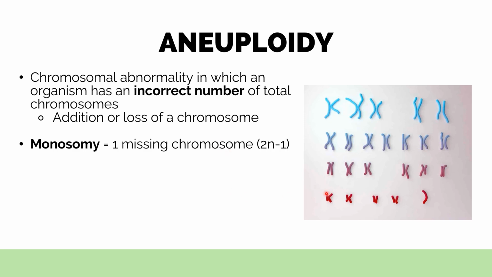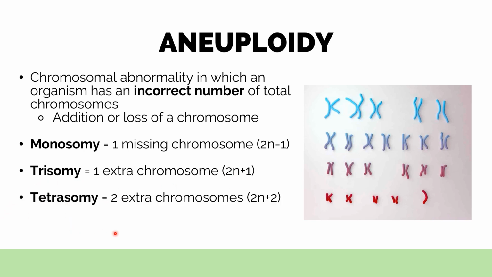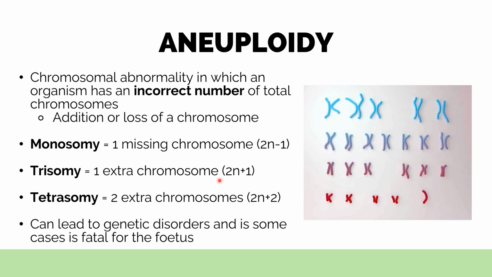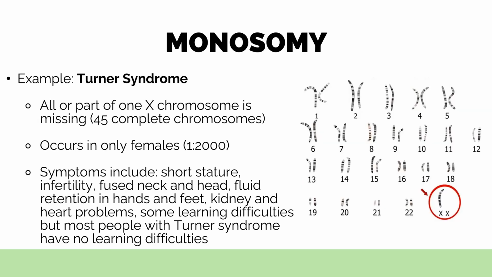If we have one missing chromosome, so 2N minus 1, we call this monosomy. If we have one extra chromosome, so 2N plus 1, we call this trisomy. If we have 2 extra chromosomes, so 2N plus 2, we call this tetrasomy. Any of these aneuploidies or chromosomal abnormalities can lead to genetic disorders and in some cases is also fatal for the fetus.